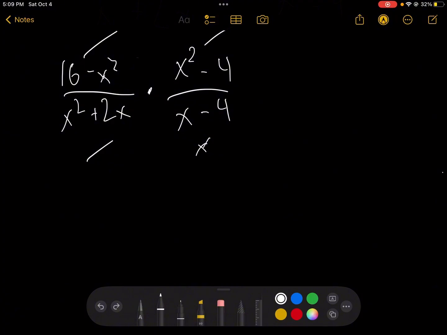Okay, now let's factor this one first. I'll teach you how. So first, are they both squares? Yes, they are. 16 is a square and x squared is a square. But 2x squared is not a square. X squared might be a square, but 2 isn't. So you have to remember that. Okay, so you have to find the square root of each of them. So the square root of 16 is 4, and the square root of x squared is x.